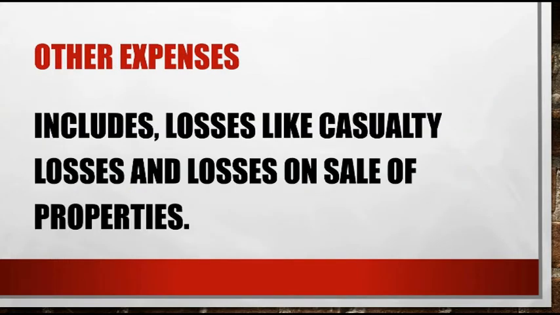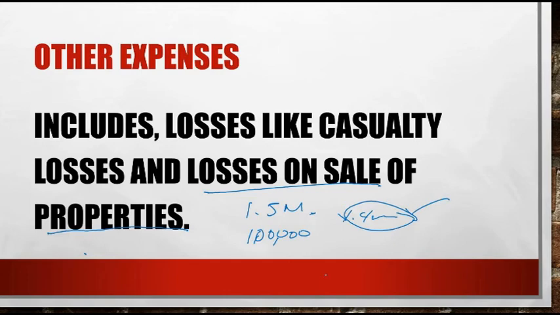The other expenses include losses like casualty losses and losses on sale of property. Bawa, dito muna tayo sa sales of property. Bumili ka ng building, binili mo siya 1.5 million. Medyo luma na si building, nabenta mo 100,000. Nalugi ka ng 1.4 million. Saan mo ilalagay yon? Other expense.